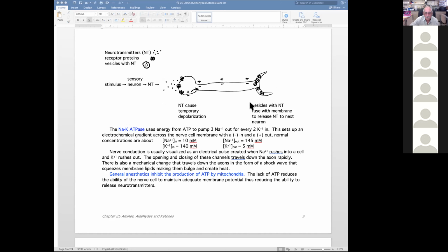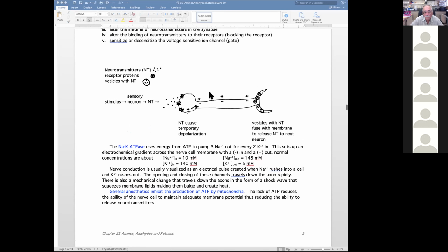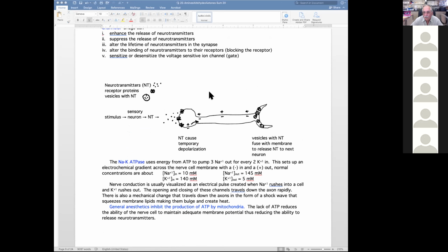So it's a chemical gradient because of the differences in concentrations. It's an electrical gradient because you pumped more positive charge out than you did coming back in. So here's the electrical gradient right here. By the way, how long should those ion channels be open? Isn't it just a very small fraction of a second? It's like this, and then they close up again.